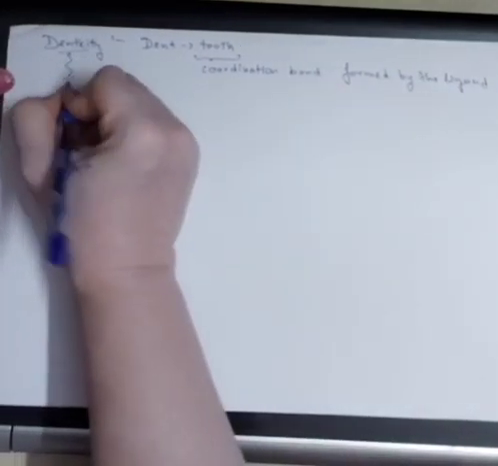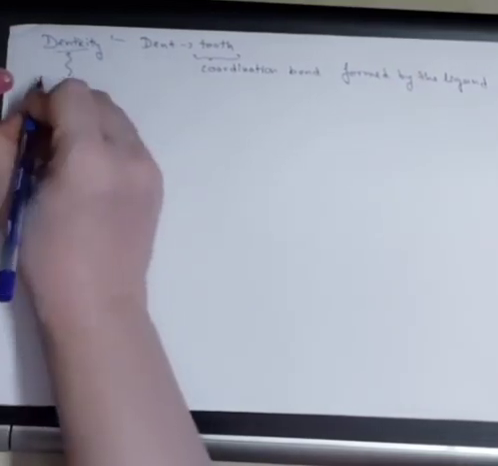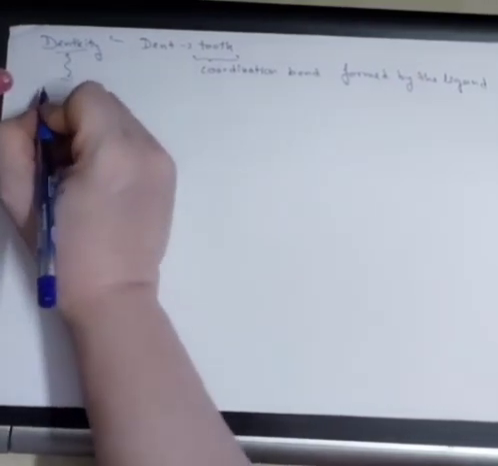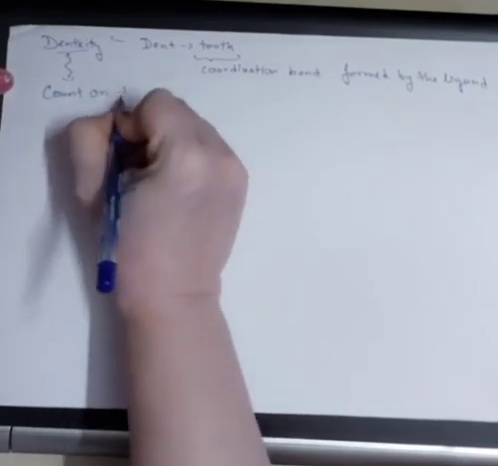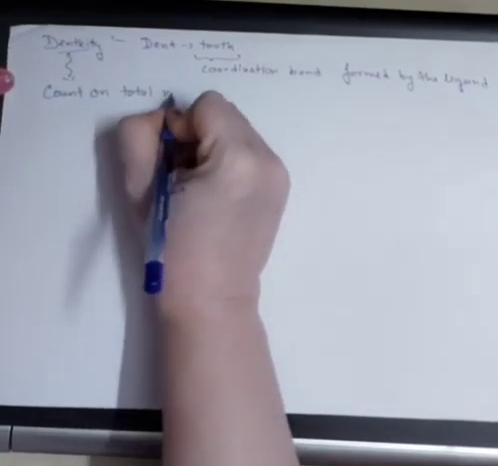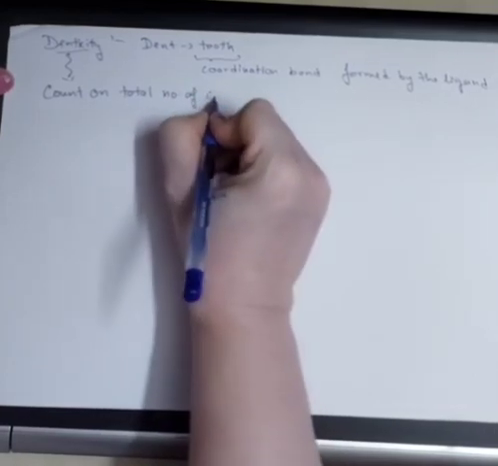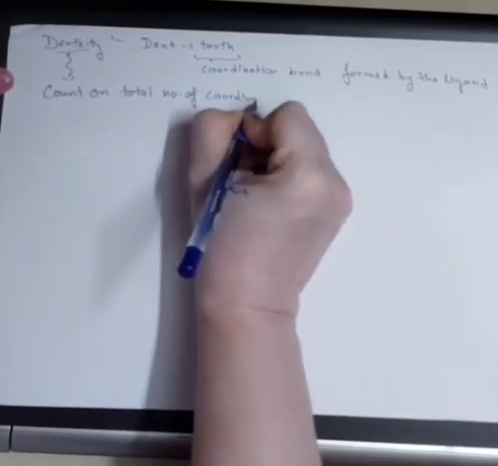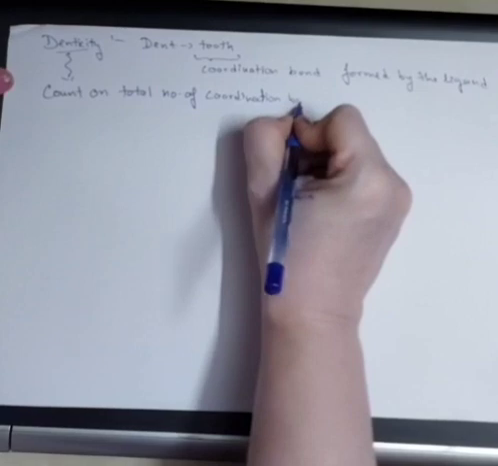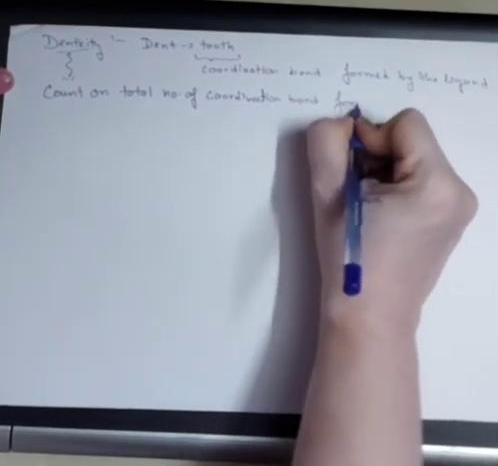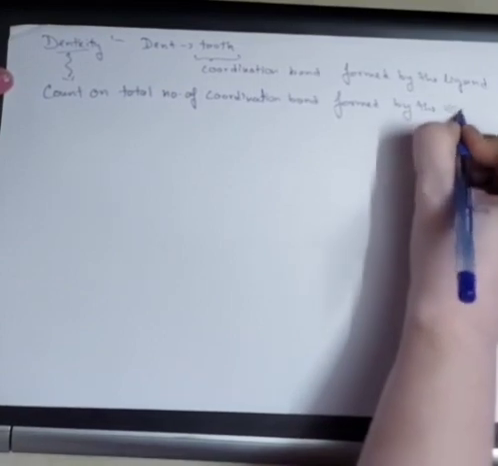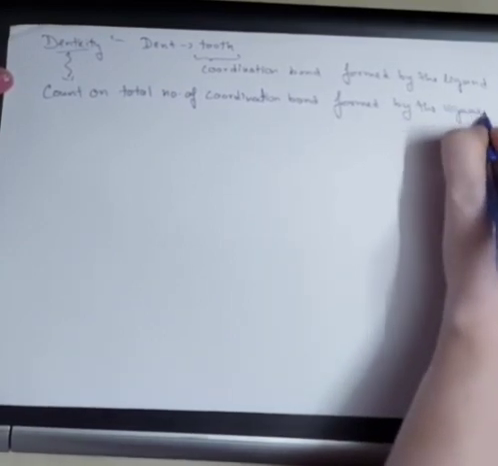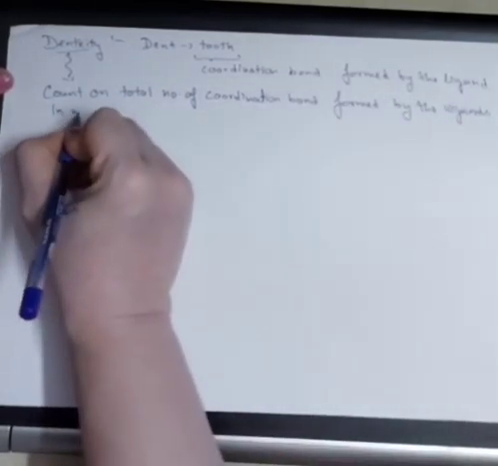Basically what denticity tells you is the count of the total number of coordination bonds formed by the ligands in a metal complex.